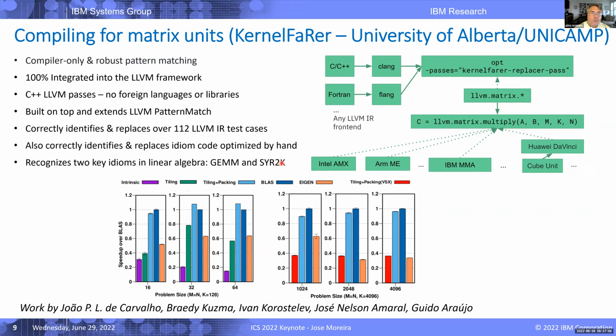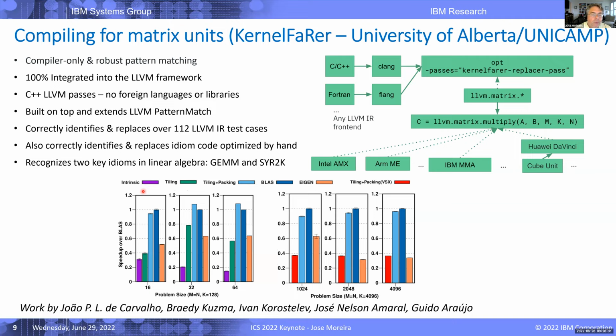They correctly identify 112 LLVM test cases, and once they identify what that intermediate representation is, it can be replaced with code that then uses the matrix unit. And they have been very successful. For example, I show here at the bottom results of code generated by their compiler from C++ source code, where they recognize the patterns and then identify that it's a matrix multiply and replace it with code that they generate using the matrix unit.